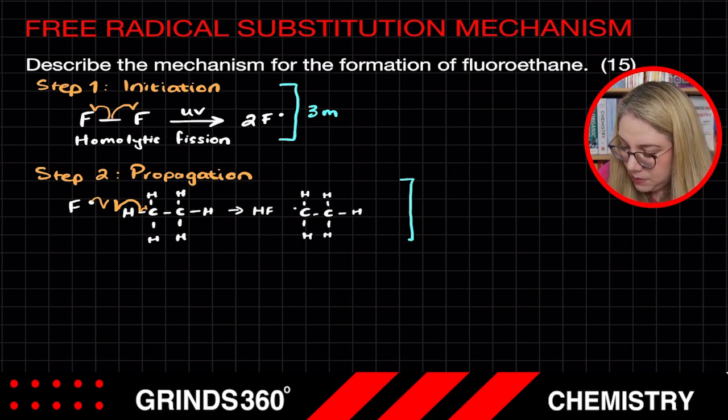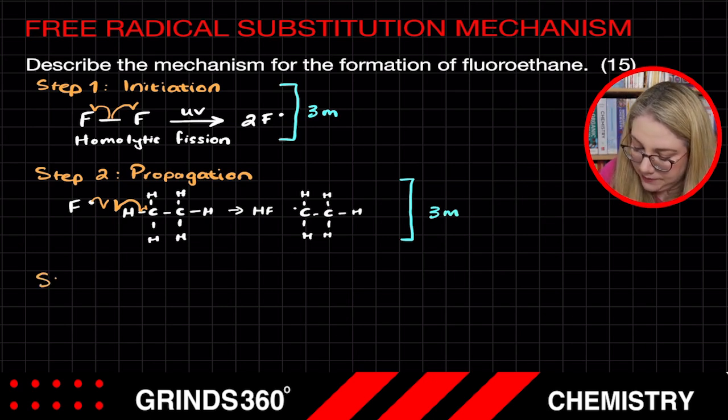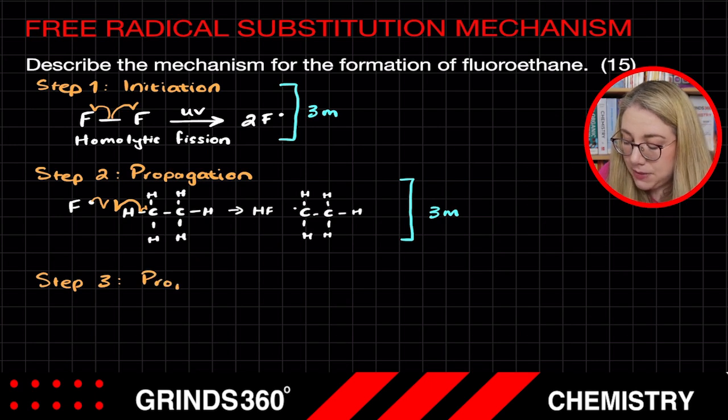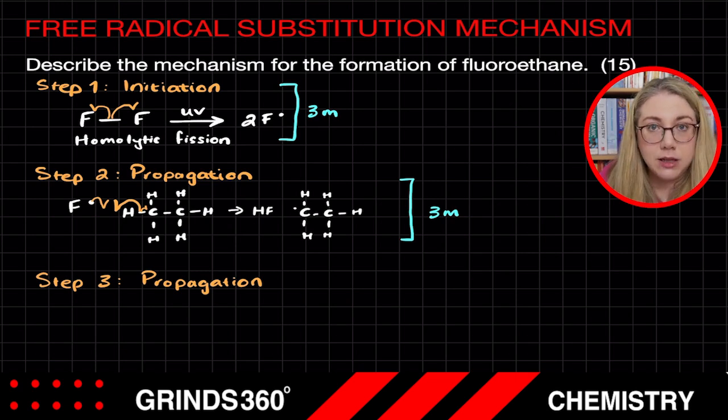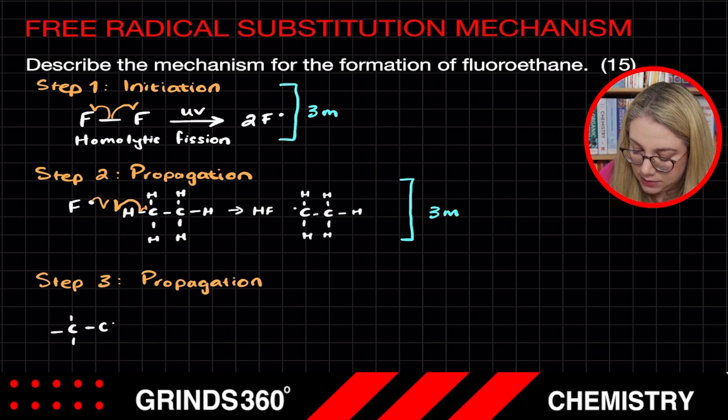For this step, we get 3 marks. Step 3, now luckily step 2 and step 3 have the same name. So step 3 is also called propagation. Now remember, with propagation, we start with a free radical, we end up with a free radical. So we take the ethyl free radical from step 2, I'm just turning it around, and now it has to react with a molecule to form the product that was asked for in the question.